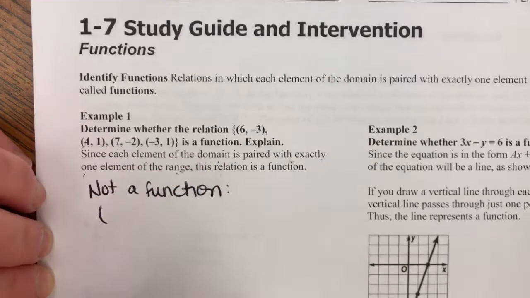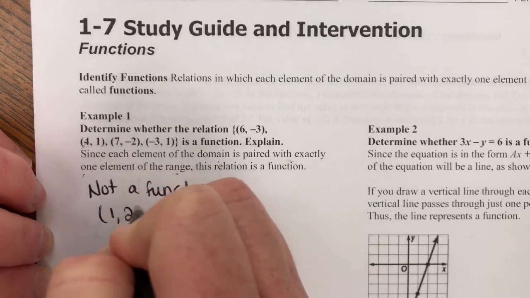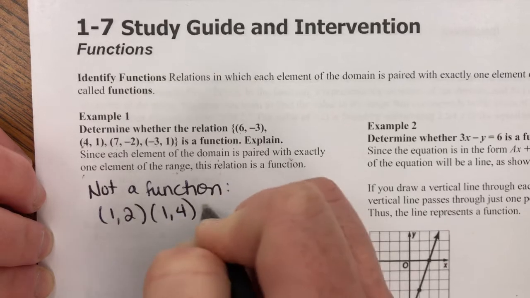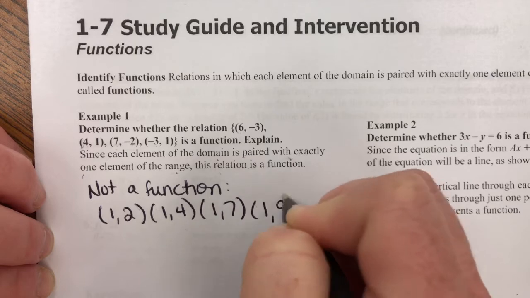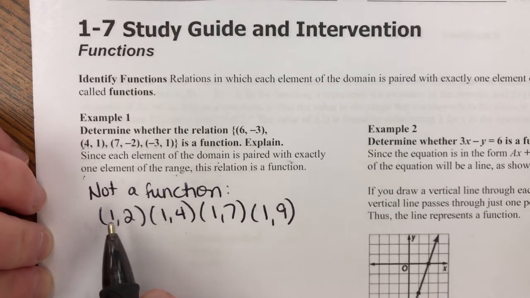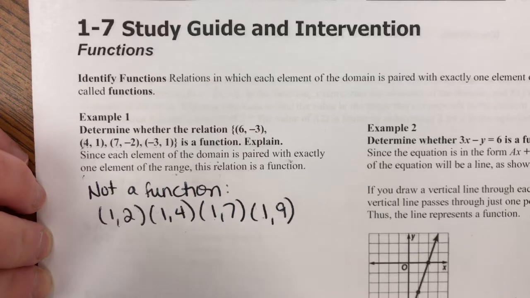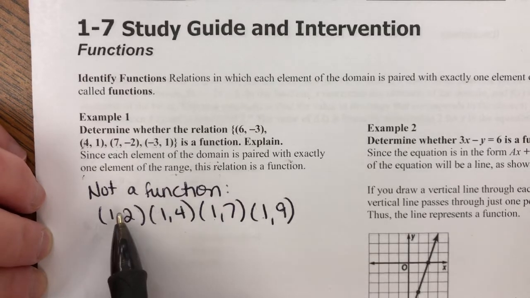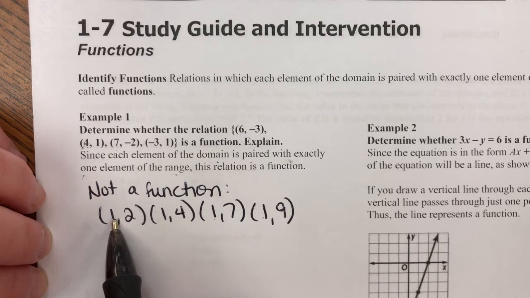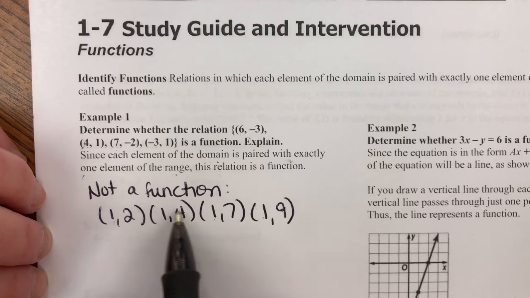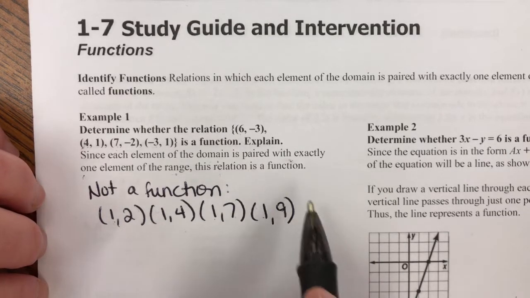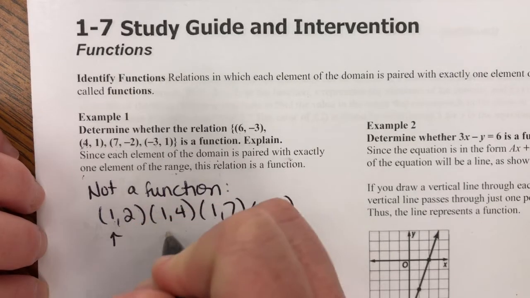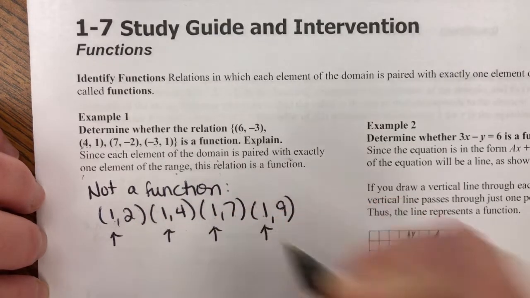If I had an ordered pair that was like 1, 2, 1, 4, 1, 7, 1, 9, let's say. It doesn't really matter what y is, but all of my x values get repeated. In what situation could you put the same thing in place of x and the same equation spit out 4 different numbers for y? It doesn't make sense, right? It's not going to be a typical situation. So this would not be a function because all of our x values are repeated. That's all you got to worry about.